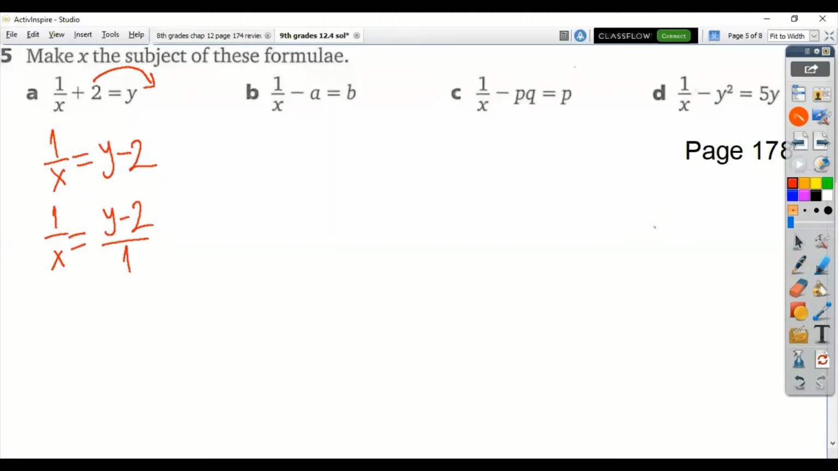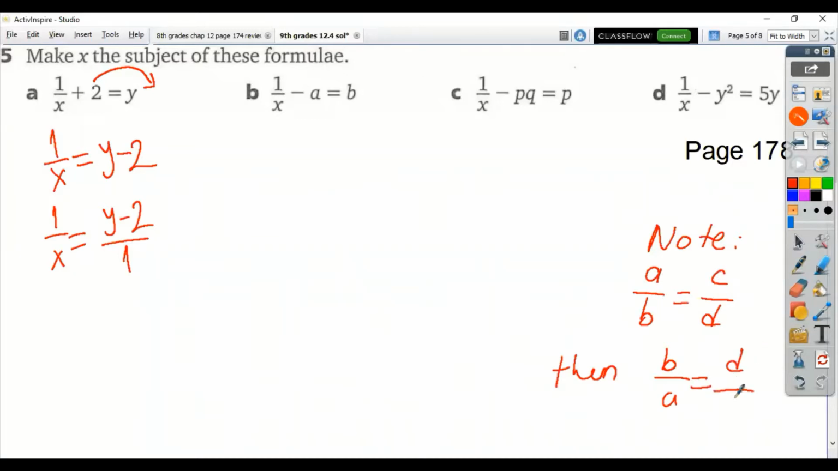What do I mean? Let me write a note here. If you see a over b equals c over d, then you can write b over a. You see a and b are switched. Here you need to switch c and d also, d over c. So let's go back to our problem. So 1 over x will be written as x over 1 equals, and switch places of y minus 2 and 1, so 1 over y minus 2.